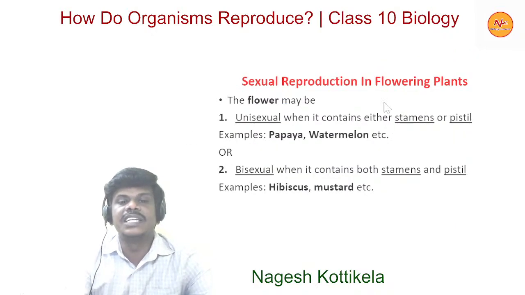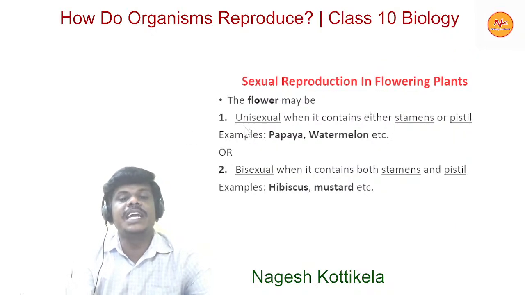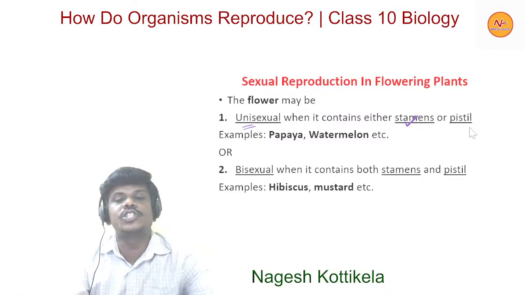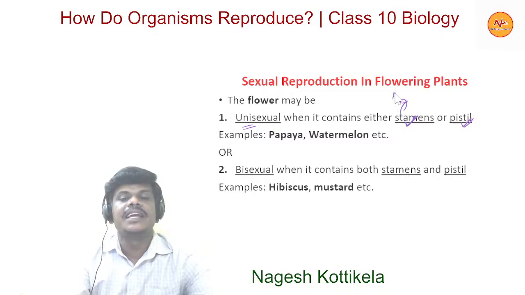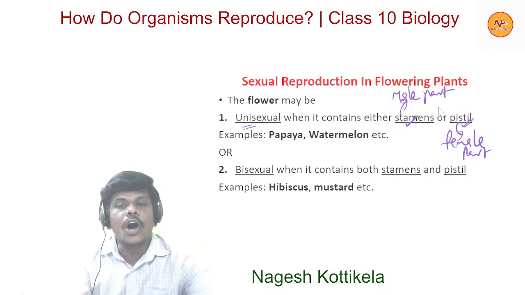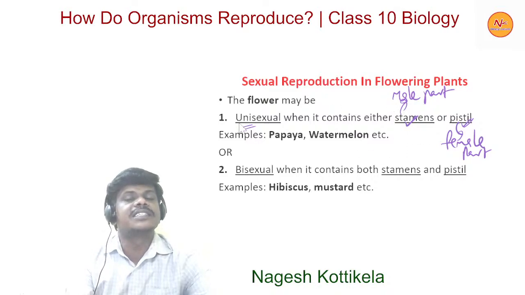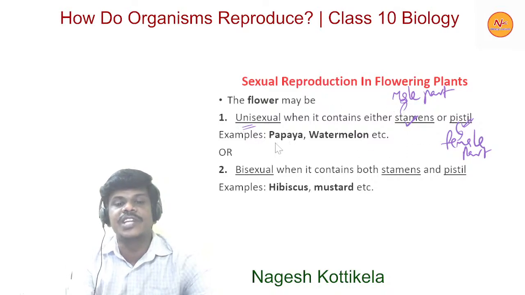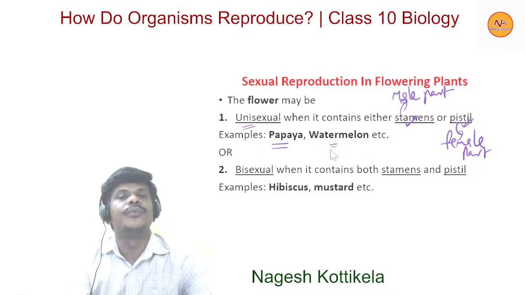Now moving to the details of this, the flower may be unisexual. Okay, uni is single, so maybe either male or female. So unisexual, it contains either stamens or pistil. Stamen is a male part in flower, and pistil is a female part in flower. So if a flower consists of either stamens or pistil, then that flower is called a unisexual flower. And the best examples are papaya and watermelon.